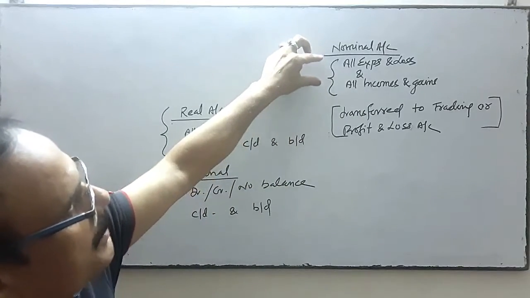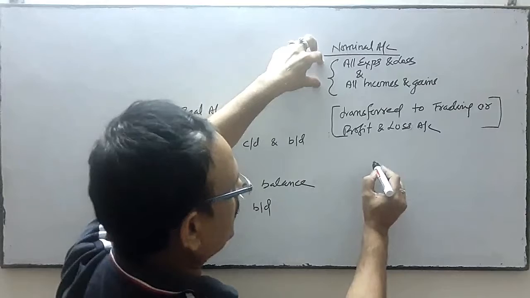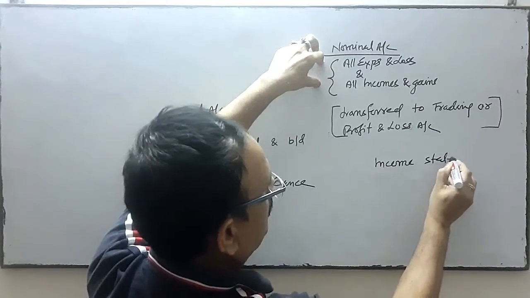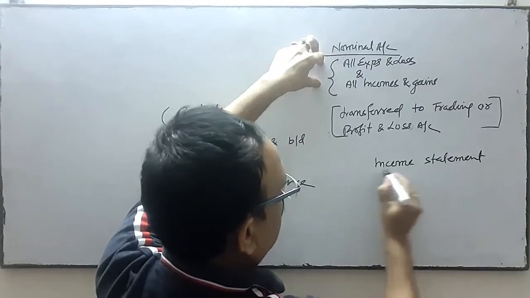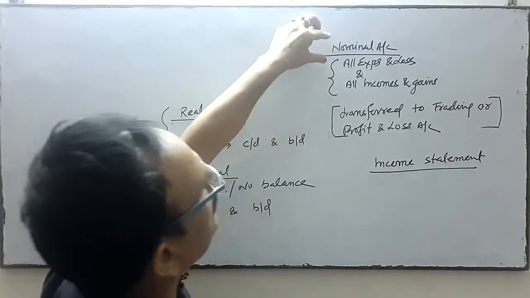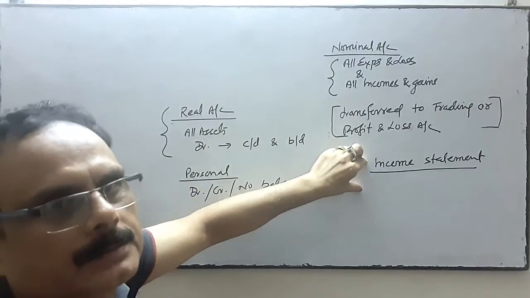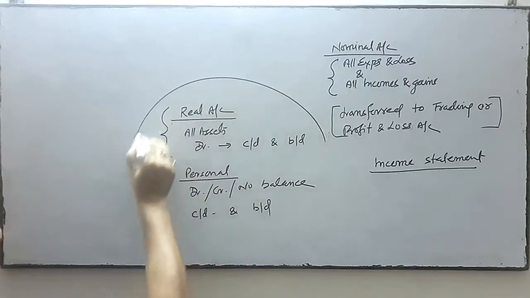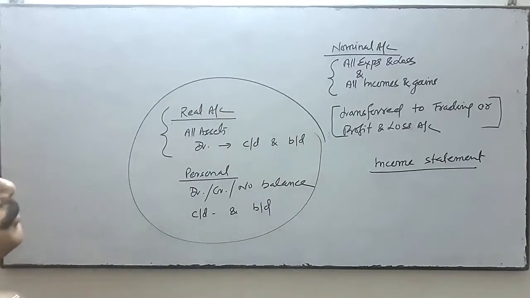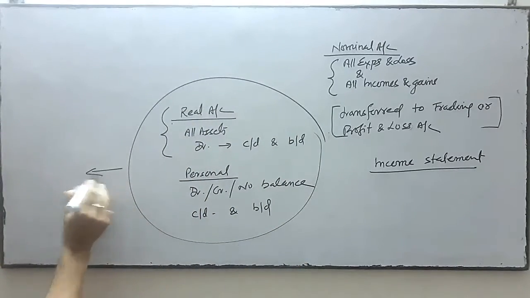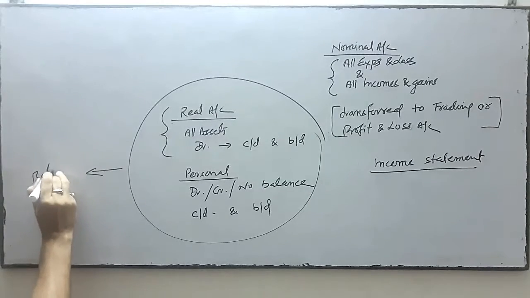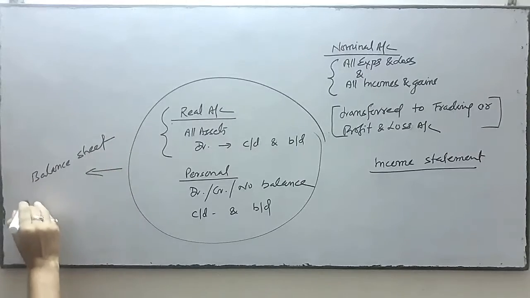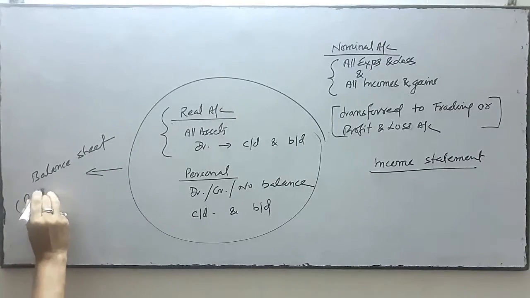From this balance of nominal account, we prepare the income statement. The income statement is prepared from the balance of nominal account, trading and profit and loss account. And from these two accounts, we prepare the balance sheet, positional statement. Balance sheet means positional statement.